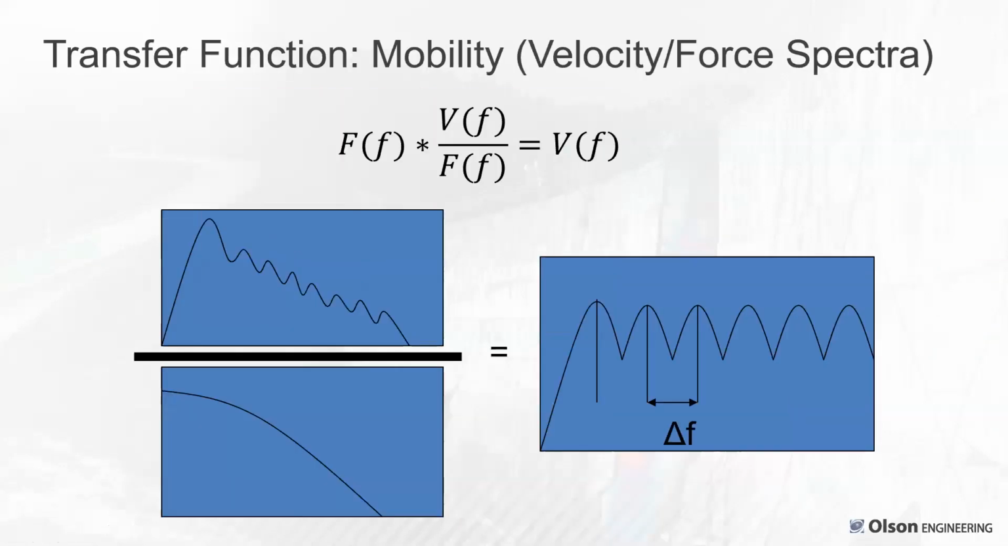So then you do the transfer function calculation. And this is called mobility when you're looking at velocity divided by force of the two spectra. So you measure the force as a function of frequency from the hammer. You measure the velocity as a function of frequency from the geophone to calculate the transfer function or mobility, which is velocity over force versus frequency.